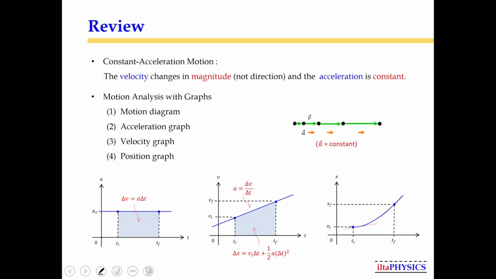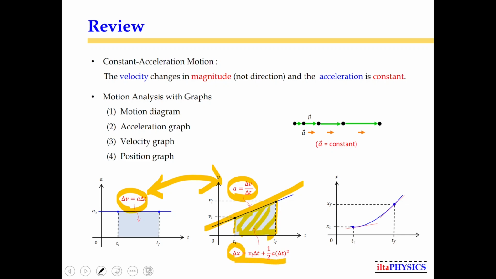Next, the velocity graph. This graph gives us the most useful information. Since velocity is increasing at a constant rate, the graph is a straight, upward sloping line. The slope of this line is equal to acceleration. That makes sense if you think about the definition of acceleration. It is the rate of change of velocity. And once again, the area under the velocity-time graph represents displacement. This is a really important connection. Velocity versus time gives us displacement.